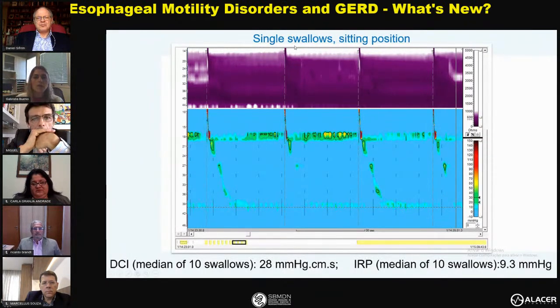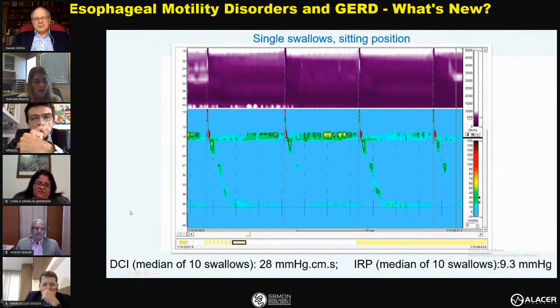So this was a single swallows in the sitting position. First we can see the low resting pressure on the esophageal gastric junction, but with an adequate relaxation after the wet swallows. Now, looking at the esophageal body response, we can say that the peristalsis is almost absent, with a really low peristaltic amplitude.